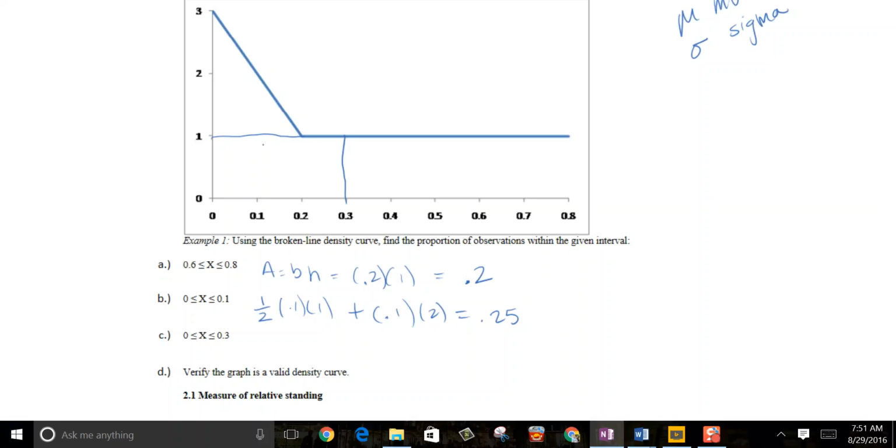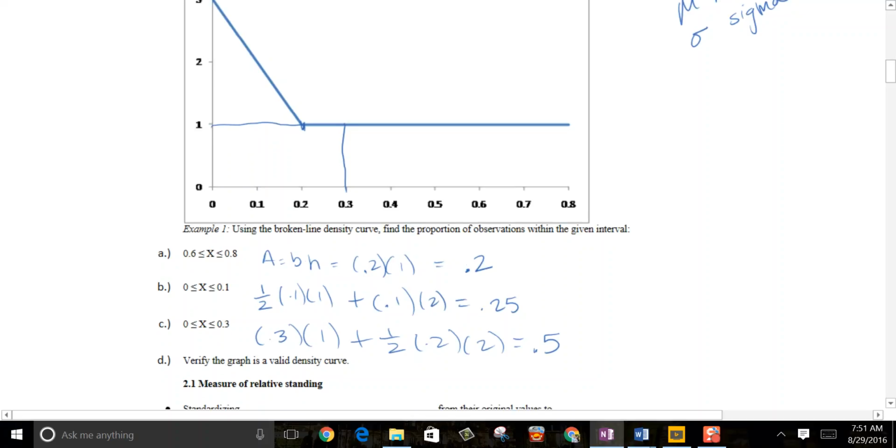So the rectangle on the bottom has a base of 0.3 and a height of 1. And then the large triangle, we would do 1/2 base. So the base goes to right here is 0.2 with a height of 2. Okay, so you add those together and you get 0.5.